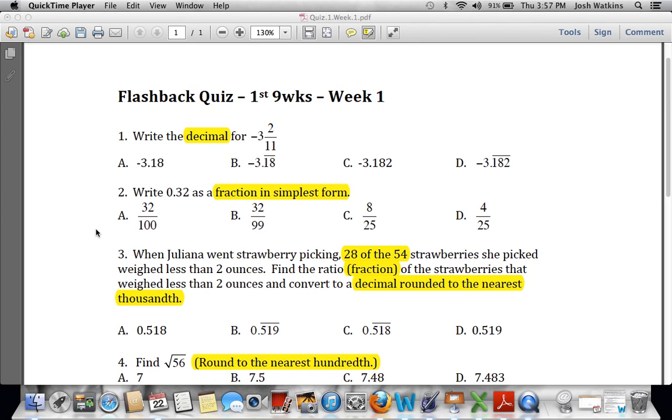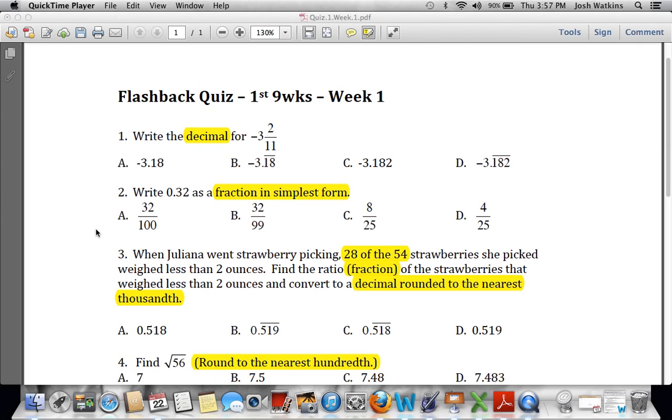Write the decimal for -3 and 2/11ths. Again, pay attention to decimal. Number 2, write 32 hundredths as a fraction in simplest form. A fraction in simplest form.